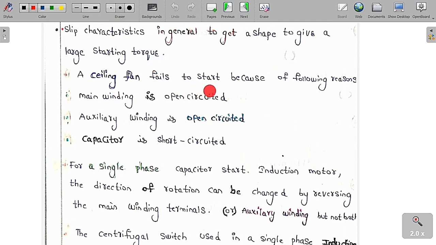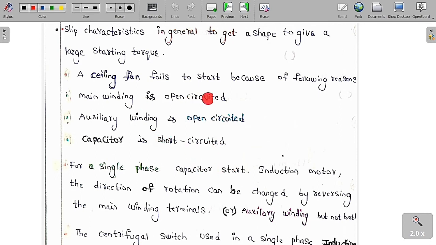A ceiling fan fails to start because of the following reasons. Main winding is open circuited. If the main winding is open circuited, IM is equal to 0, so the starting torque is equal to 0. If the auxiliary winding is open circuited, then IA is equal to 0, again starting torque is equal to 0. If the capacitor is short circuited, the alpha between IM and IA is very less, so the starting torque is also very less. This is not enough to start the rotor.